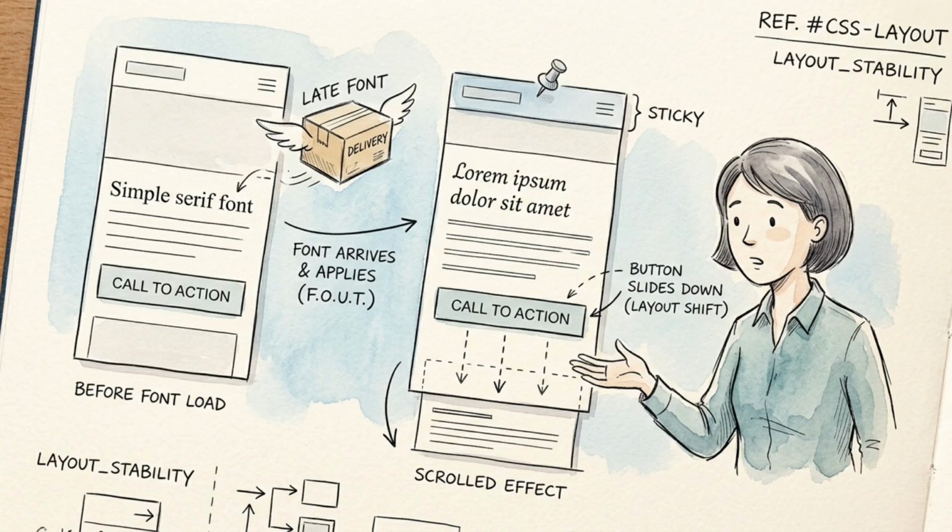This is where the invisible work becomes almost physical. The browser measures text. It calculates boxes. It decides that this paragraph starts here, this button moves down because the font loaded late, and the sticky header stays at the top while the rest of the page scrolls underneath it.